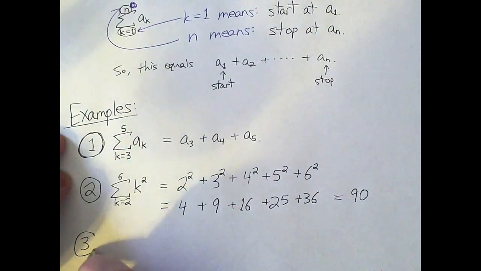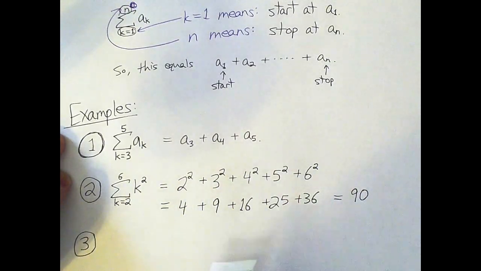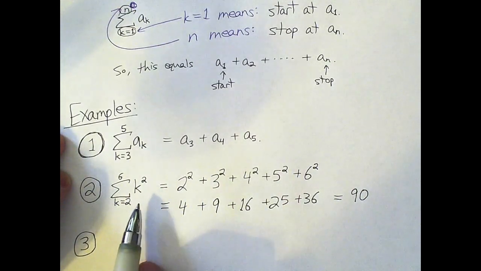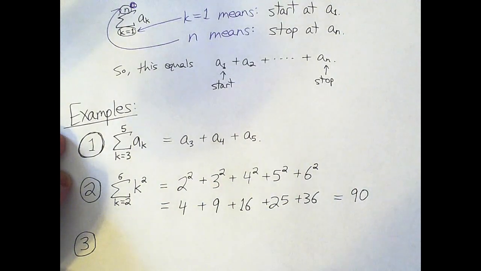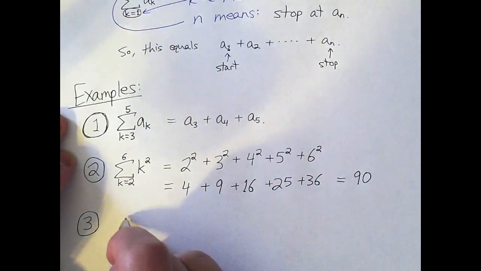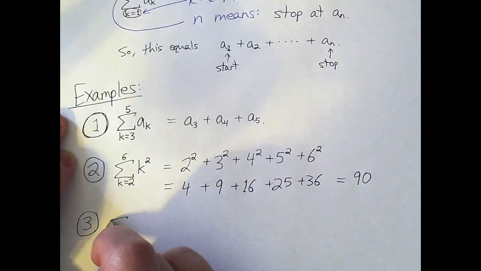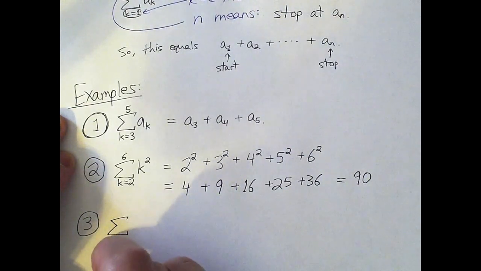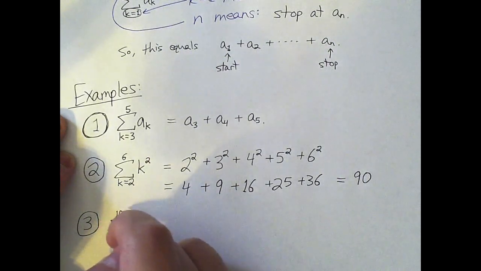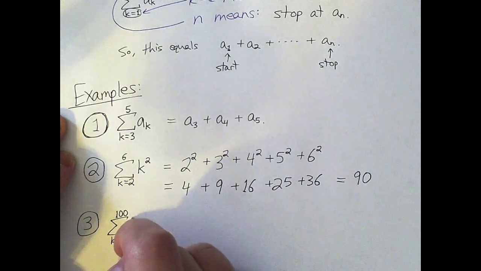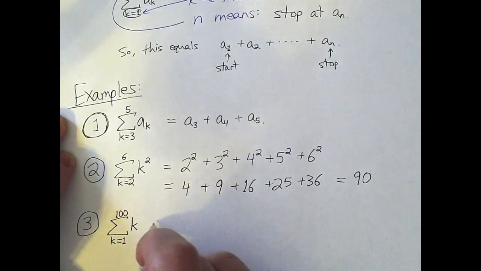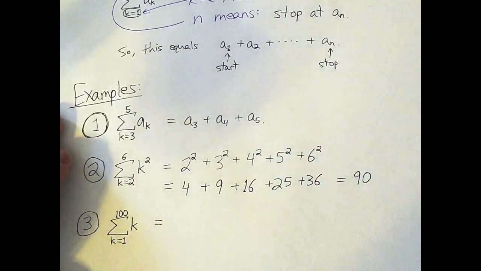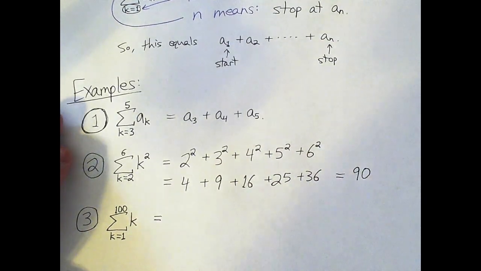I'll show you one more example for now. And then I might ask you to do little problems like this, where I give you something and I ask you to evaluate it. This one equaled 90. How about, I said something about adding together like 100 different things. So what we're going to do is k equals 1 to 100, and it's just going to say k. So what does this equal? Let's talk about this one together.